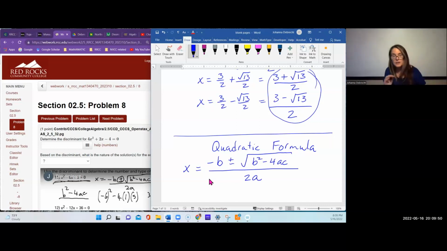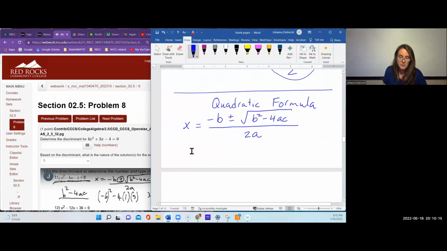Now the a, the b, and the c are the same a, b, and c that we've been using when we've been doing the AC method. Remember that in order to do that, we have to first move any constants and variable terms all to the same side of the equation, so it's equal to 0. Then a is the coefficient of x squared, b is the coefficient of x, and c stands for the constant term.